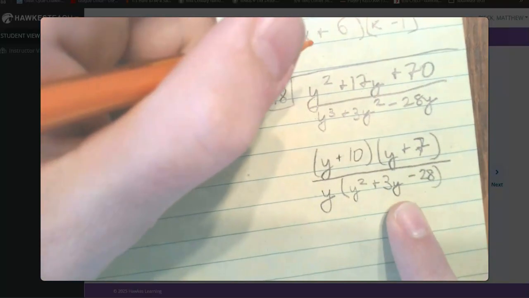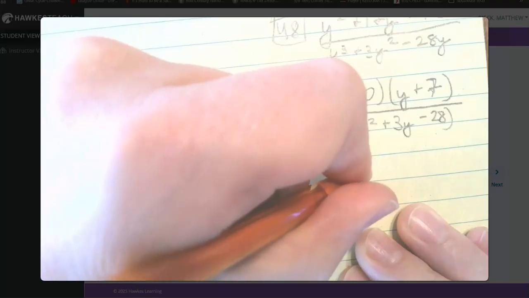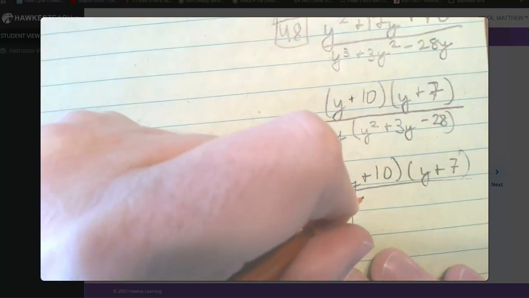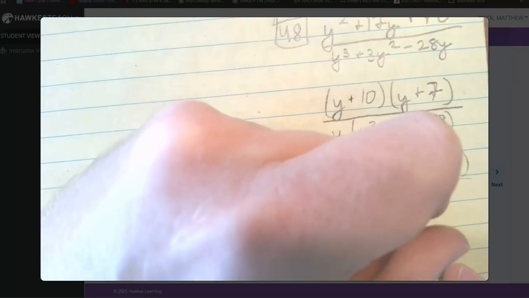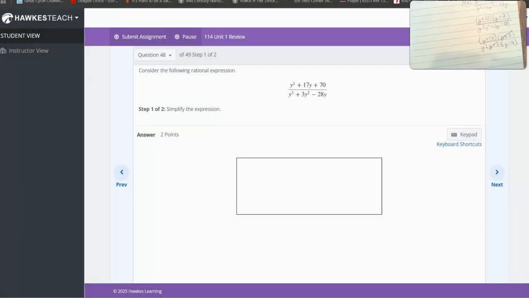To factor this, we're looking for two things that multiply to get negative 28 and add to get positive 3. In that case, that's going to be y plus 7 and y minus 4. Again, you can cancel common factors out. In this case, y plus 7 can cancel out from the top and bottom. So we have y plus 10 on top, and then y times y minus 4 on the bottom.